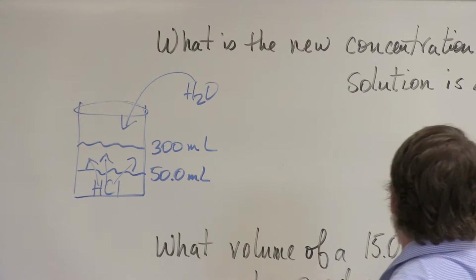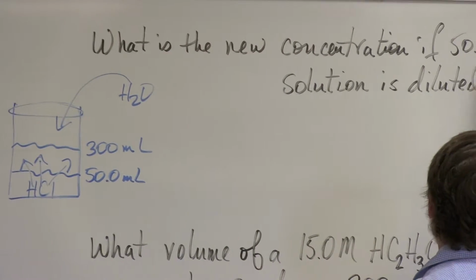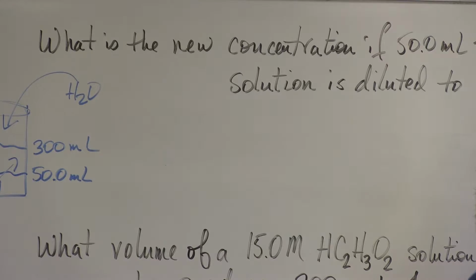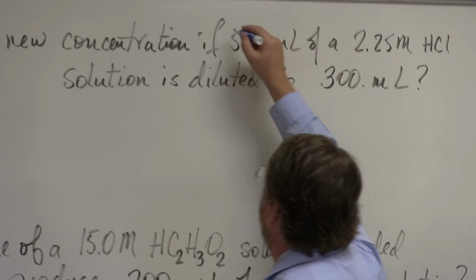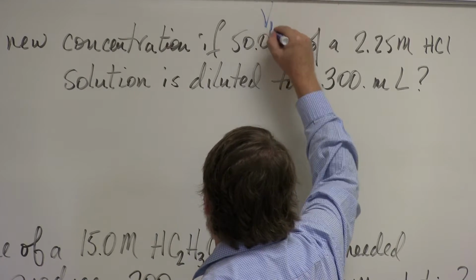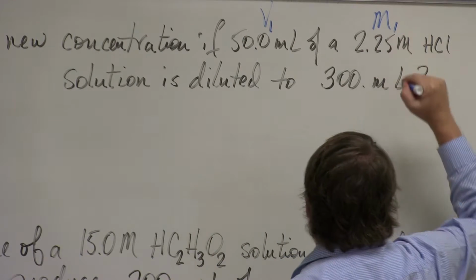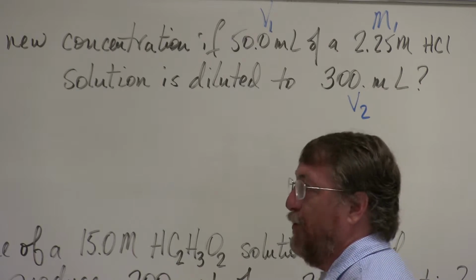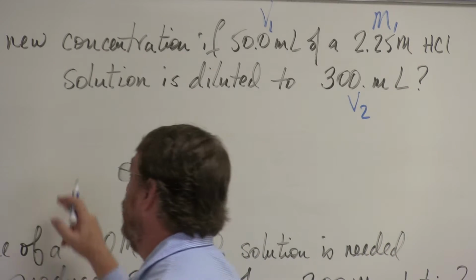So let's use our formula. Now, one of the things you want to be aware of, most of these problems are going to say volume of a molarity. That "of" is connecting one condition. So this is V1, this is M1. I have a new volume. That's going to be V2, and my unknown is M2. So let's plug it in.